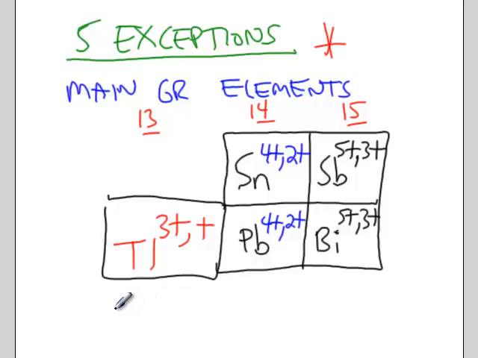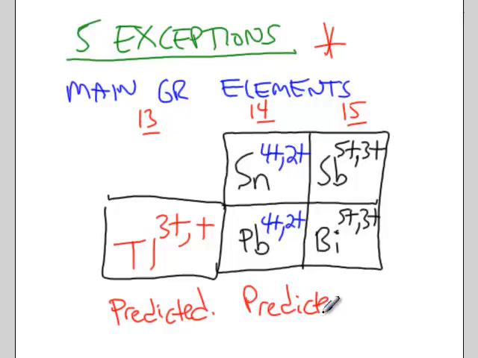And notice we have the predicted charge, and then the other charge is always predicted minus 2. So thallium would be a positive 3 or a positive 1. Lead, positive 4 or positive 2, and so on.